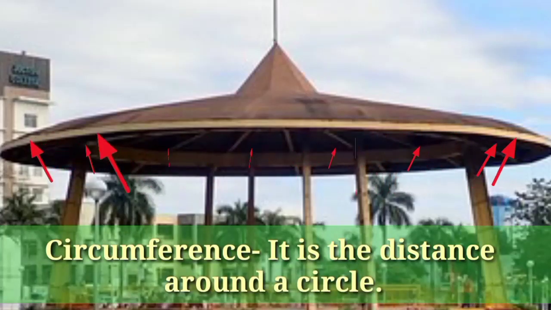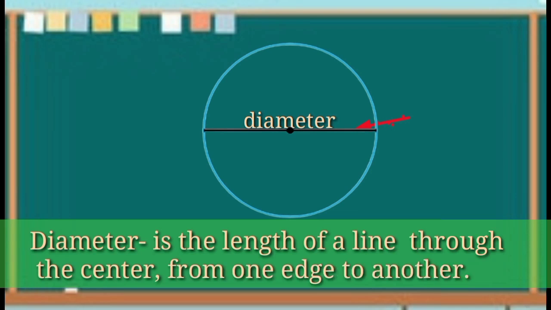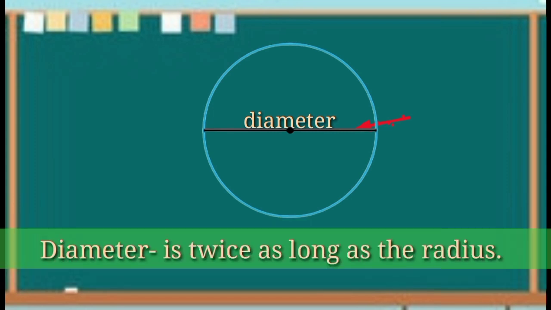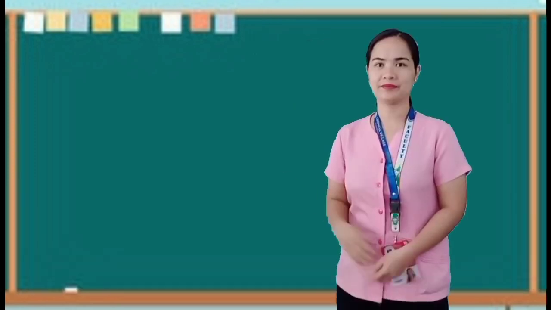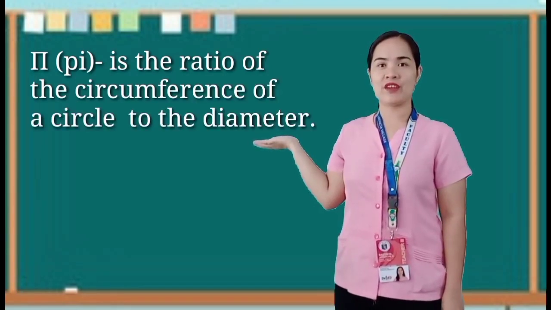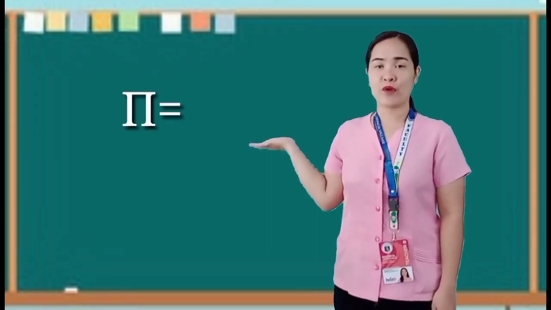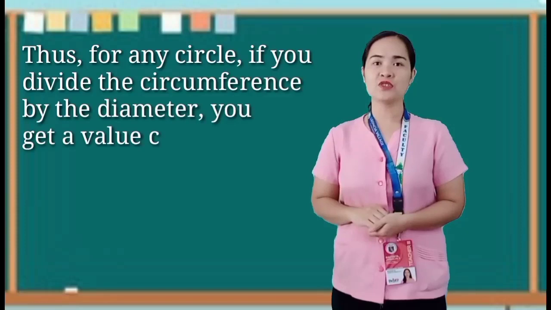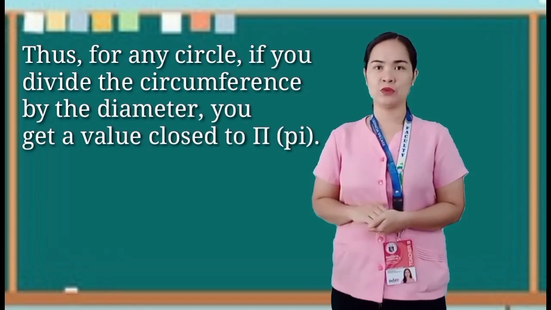Circumference is the distance around a circle. The diameter is the length of a line through the center from one edge to another. The diameter of a circle is twice as long as the radius. Radius is the distance from the center of the circle to the outer edge. This is half of the measurement of the diameter. Pi is the ratio of the circumference of a circle to the diameter. The value of pi is 3.14. Thus, for any circle, if you divide the circumference by the diameter, you get a value close to pi.